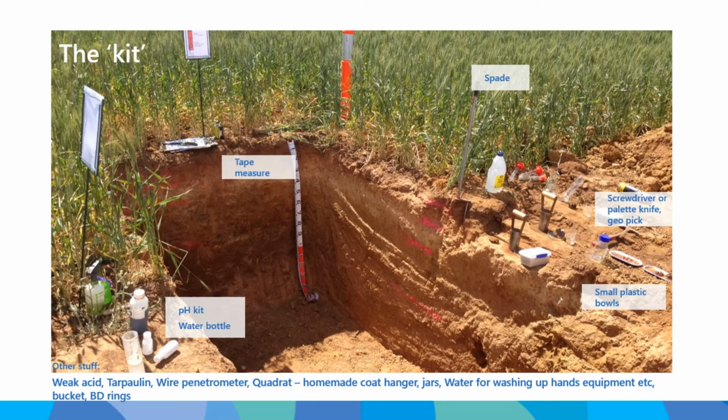Jars are there for those people who don't want to get their hands dirty when they're doing a texture, so you could do a pre-set of this and have a soil sample from different layers in the profile and shake it up and then leave it overnight, and it'll separate into its sand, silt and clay layers, and show people how you can use that to determine soil texture. And then water, obviously, for washing up your hands.